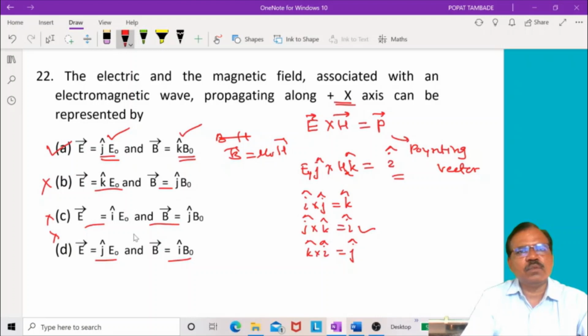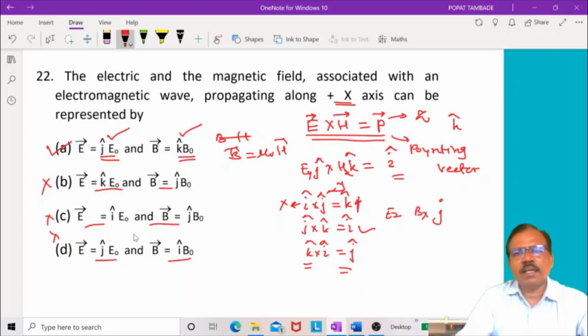So here E is equal to j E0, B k B0. So you have to take direction using this. If this P is along the z axis, then z means k, then k means here the electric field will be along the x axis, and the magnetic field will be along the y axis. If it is propagating along the y axis, then we will have here j, j means this one. So the electric field is along the z axis and the magnetic field is along the x axis. So in this way you have to take directions.